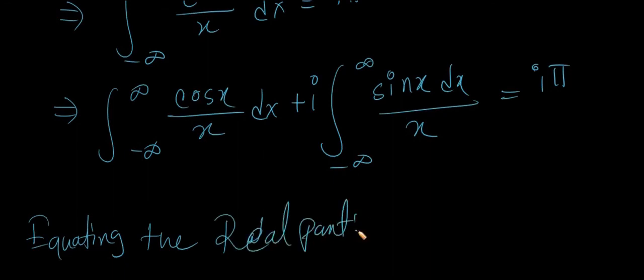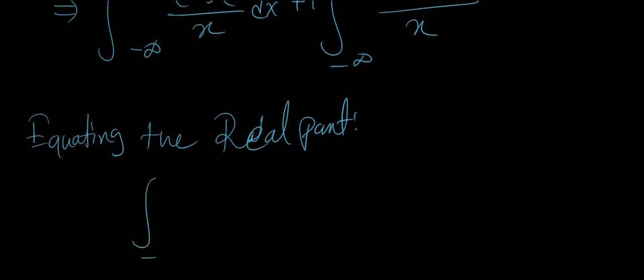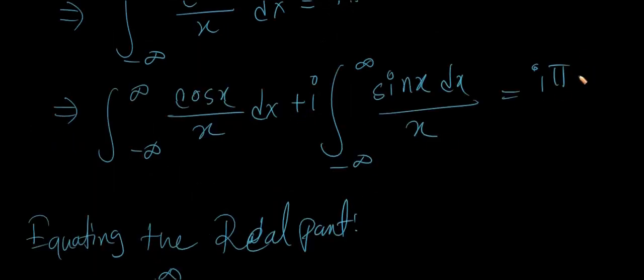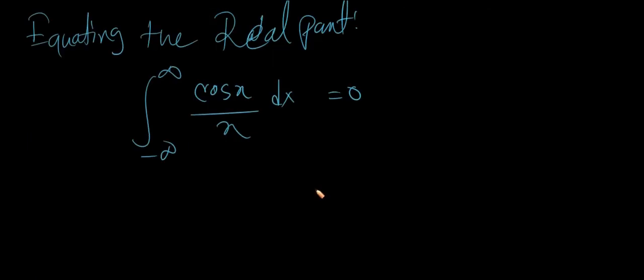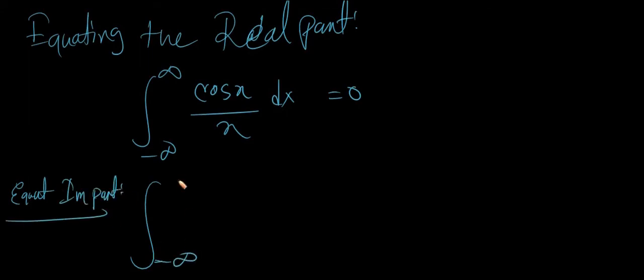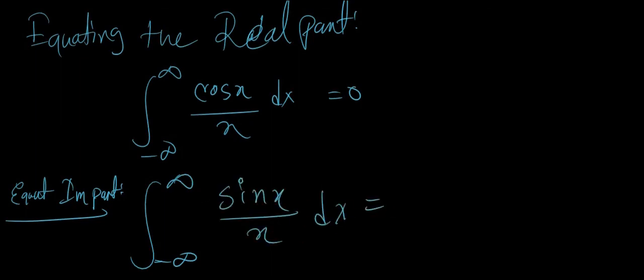for the real part, you will get the integral from minus infinity to plus infinity of cosine x dx by x equals 0, because on the right hand side there is no real part, right? So the real part can be written as 0. So that's why the real part on the left hand side will be equal to the real part on the right hand side, and this is just 0. And if you equate the imaginary parts, you will have the integral from minus infinity to plus infinity of sine x by x dx equals pi. That's it.